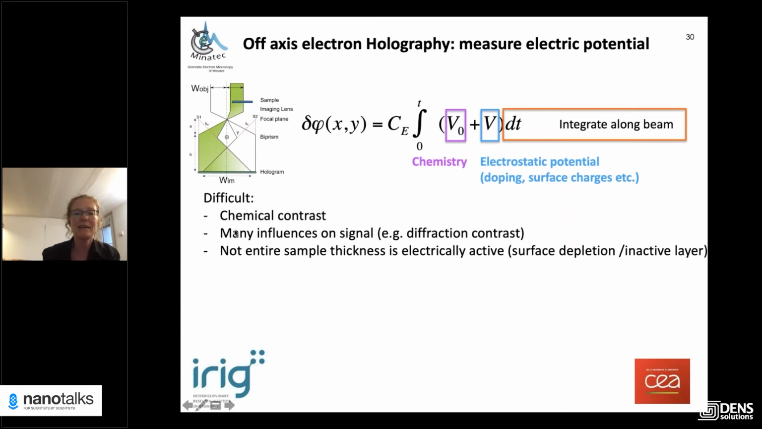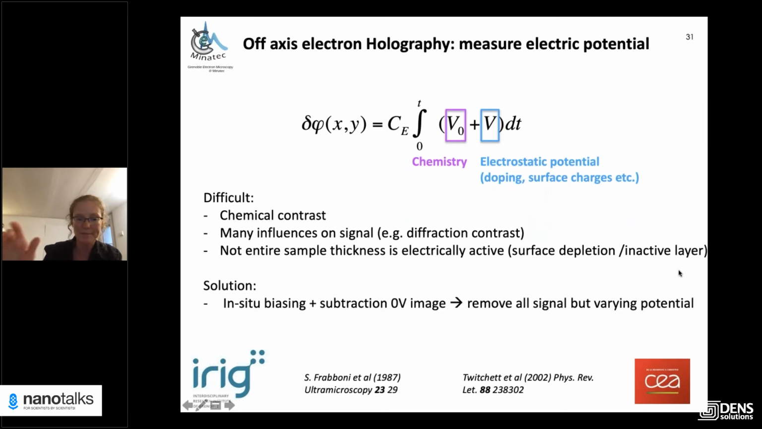Another problem is that there can be other influences on the phase. For example, diffraction contrast. If your electron is diffracted many times, this will also change its phase. Then finally, not the entire sample thickness is necessarily electrically active, but you will integrate along the sample thickness, so you need to know the thickness because you can have surface depletion or inactive layers. So the solution to this problem is to use in situ biasing, and then you can subtract the reference image, typically a 0-volt image, and remove all signal but the varying potential. And this was already clearly recognized in the literature a long time ago.